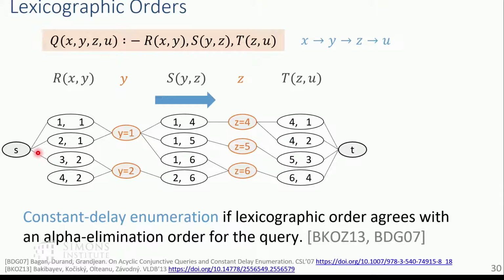Right? So if you just do breadth first search, you get ranked enumeration for this order. And it turns out that if the order somehow agrees with the structure of the query, you get this constant delay. This has been observed in factorized databases. The condition that they use is a bit different, but it's essentially the same as an alpha elimination order.